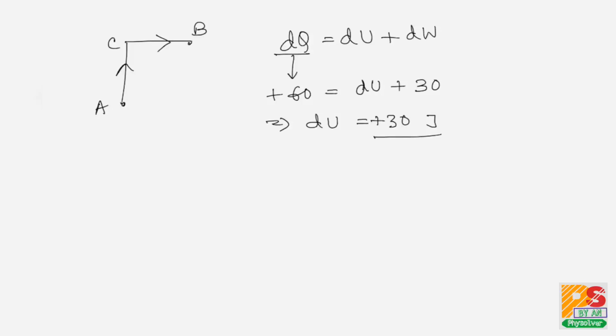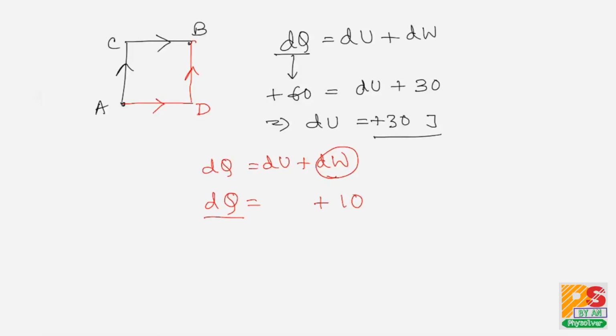Okay. Now coming to the next path, which is ADB, right? Now in ADB path I can also write dq equals du plus dw. Now look at the question. In path ADB, work done by the system, again work done by the system, that is dW, is 10 joules. So dW is positive 10 joules. They ask you to find dq.